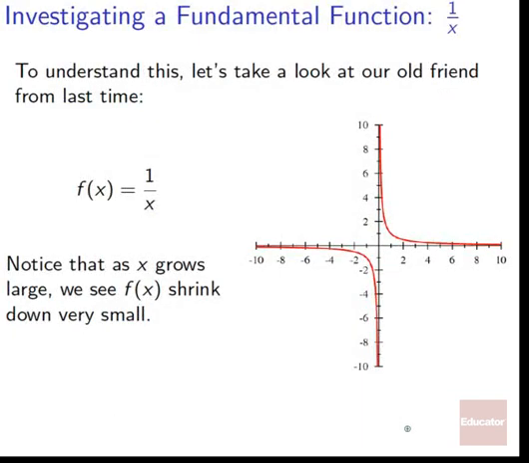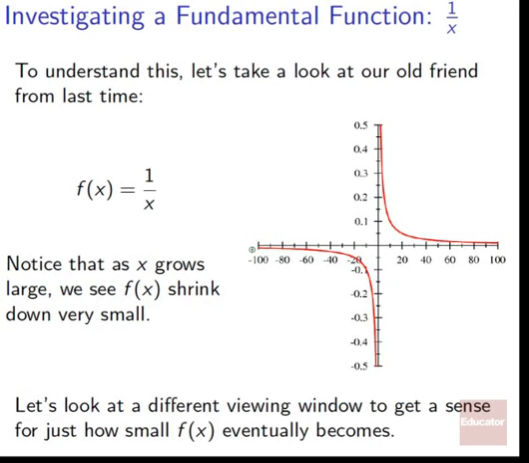To understand this, let's take a look at our old friend from last time, our fundamental function 1 over x. Notice that as x grows large, we see f of x shrink down very small, right? As we go far out, we become very, very small. We can see we're at 1/10 over here and negative 1/10 over here. We can expand this to an even larger viewing window, and we can get a sense for just how small f of x eventually becomes.